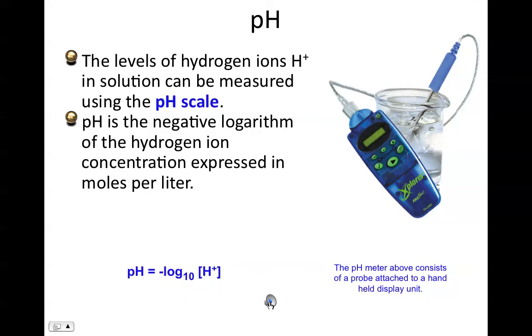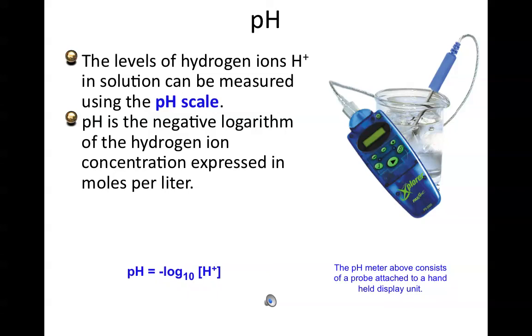pH is calculated or determined by measuring the concentration of hydrogen ions and the concentration of hydroxyl ions. Now, most of the time for biologists and biological systems, we can get away with just looking at the concentration of hydrogen ions, though chemists have very elegant equations that they use to really calculate pH, and they look at hydrogen ion concentration and hydroxyl ion concentration.